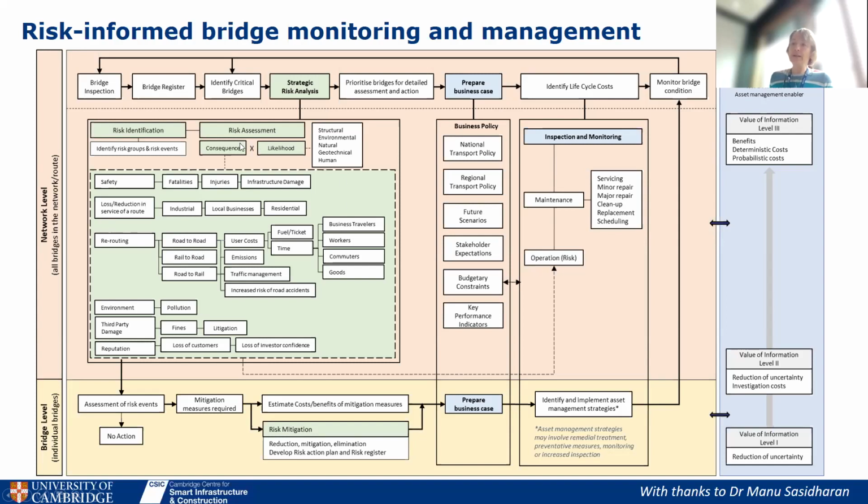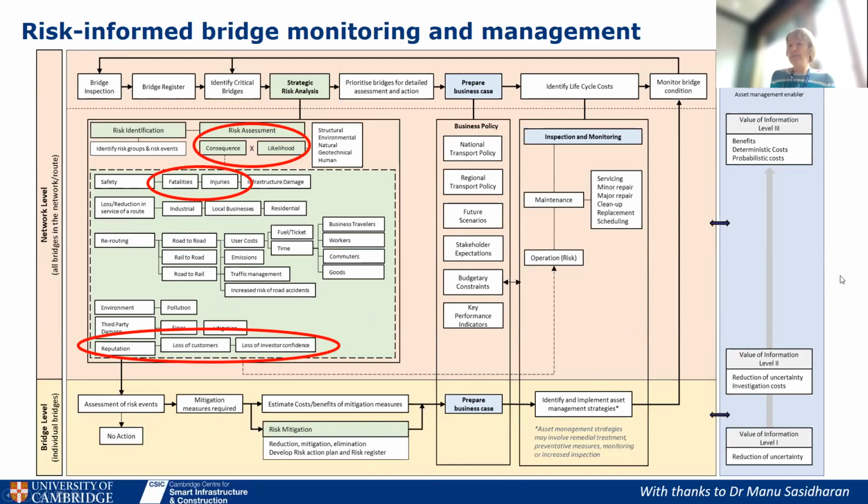There's also consequences made up of a number of things, like can you reroute the traffic? How much impact does it have in terms of loss of service? Is there an impact on the environment? So all of these things need to be taken into account. And once you've understood that, then you can understand what the different routes to risk mitigation are. Do we need to mitigate risk? Can we mitigate risk? And what's the cost of mitigating the risk? And what's the cost of not mitigating the risk as well? So that then helps us to prepare a business case for monitoring.